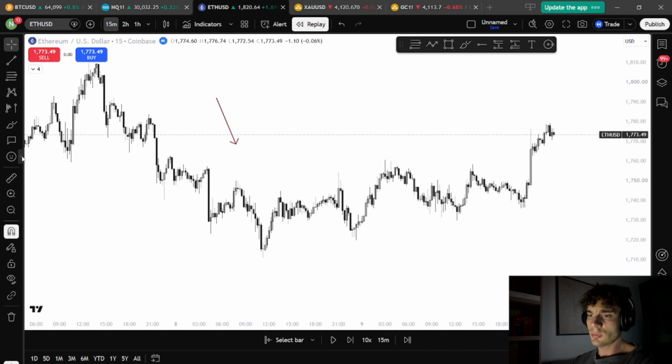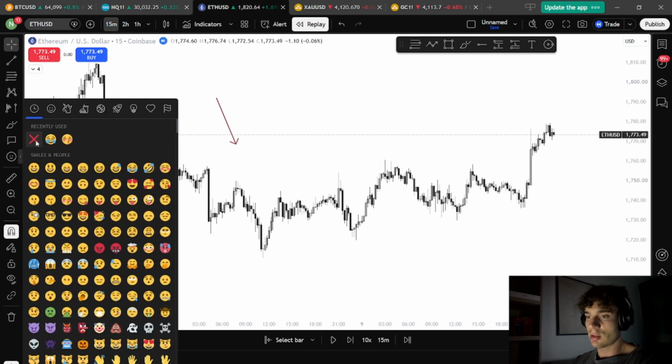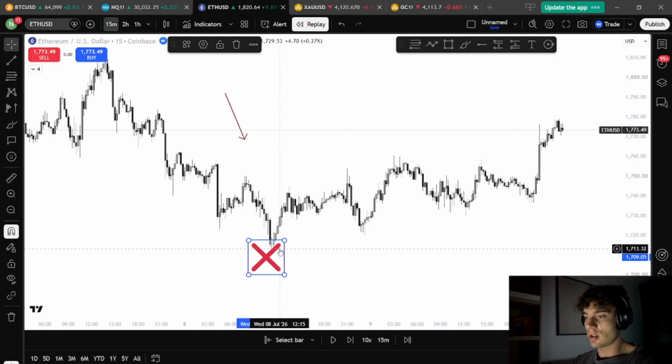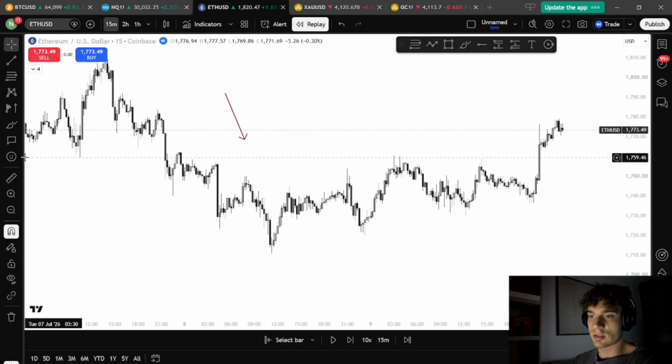Delete. Here we have emojis. If you want, you can put something here. I don't know who uses this.